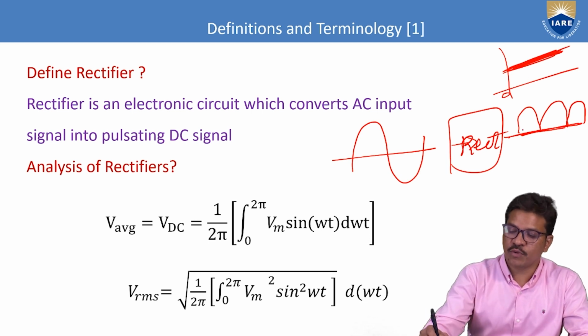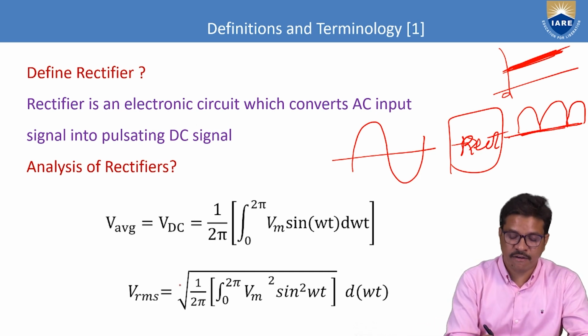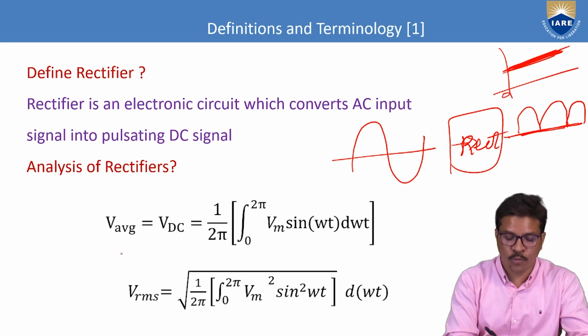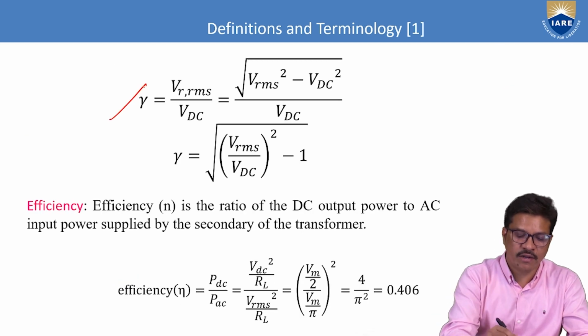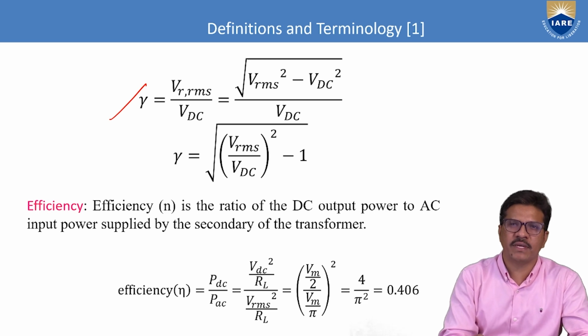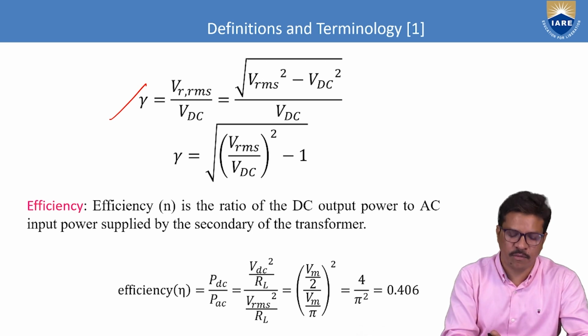In order to achieve this, the first step is to pass the AC signal through the rectifier, and then you will get pulsating DC. To measure how much AC component is present in the rectified output, you take the mathematical equations of V average and V RMS. Then you take the ripple factor, defined as V r,RMS by V DC. This ratio tells how much AC component is present in the rectified output.